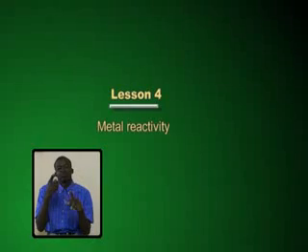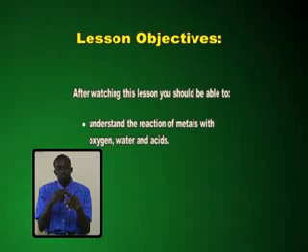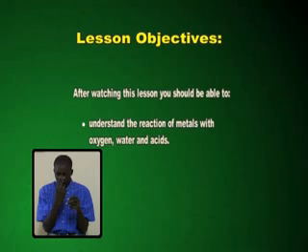Welcome to lesson 4 in our 5-part series in our grade 10 physical science lessons. The topic for today's lesson is metal reactivity. We are going to investigate the reaction of metals with oxygen, water and acids. In order for us to understand the difference in the reaction of metals with these elements, we will conduct a few experiments which will illustrate what we say. And you will see that it is possible to produce an order of reactivity of these metals. So after watching this lesson, you should be able to understand the reaction of metals with oxygen, water and acids.